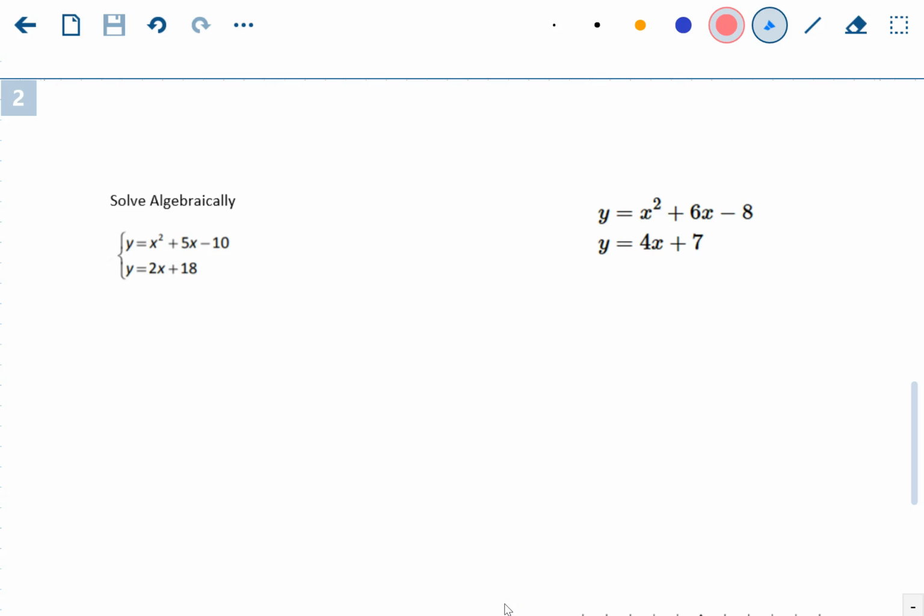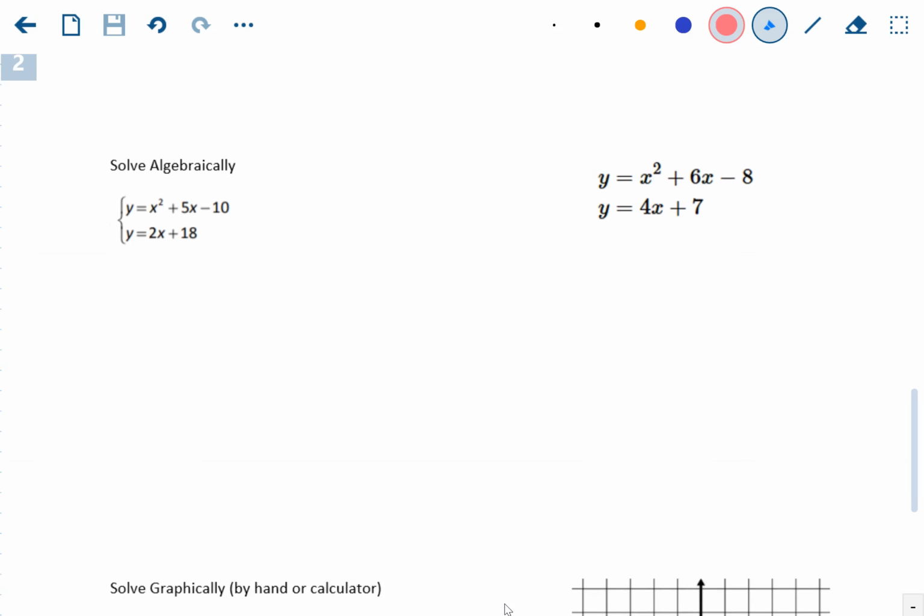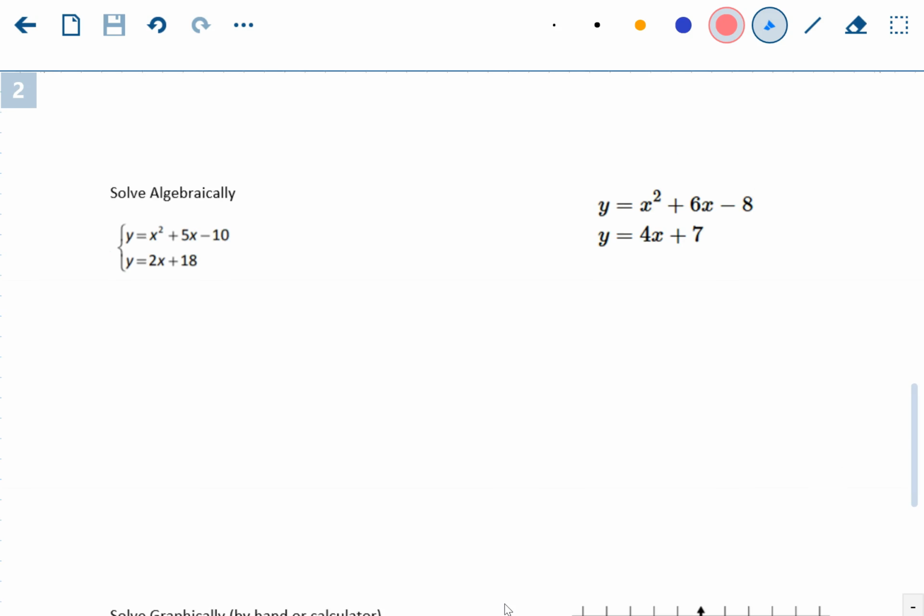Okay, if you remember linear systems, we had three ways to solve them. We used the graphing method, we used elimination, and we used substitution. You could use the same methods for nonlinear systems as well. Okay. We're going to start with the algebraic methods. So both of these problems we're going to do in different ways. They're both similar though. You got a quadratic first and then the linear equation second.